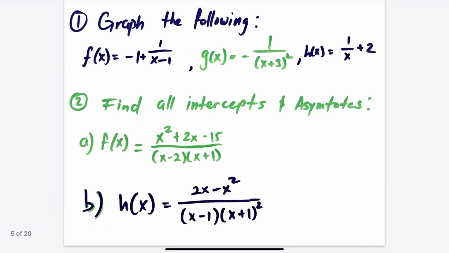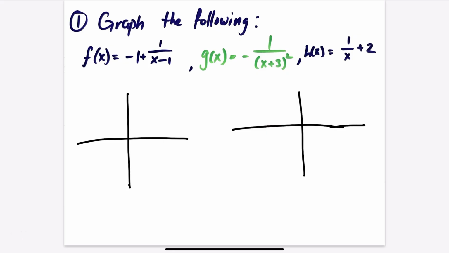For this first function, we're going to have a horizontal shift where there's going to be a vertical asymptote at 1, okay? Because that's what makes the denominator 0. And then we're going to have a horizontal asymptote at -1, okay? That's because it should be at 0, but because there's a vertical shift down of 1, it moves the horizontal asymptote as well.